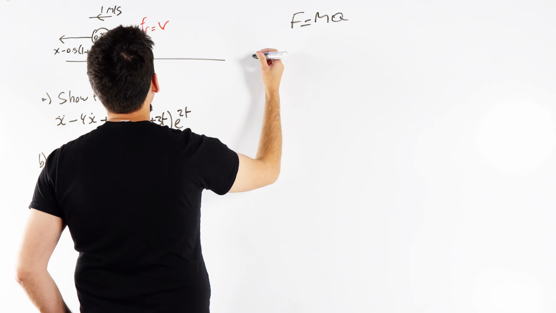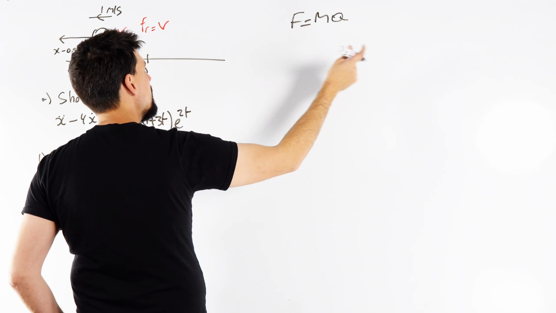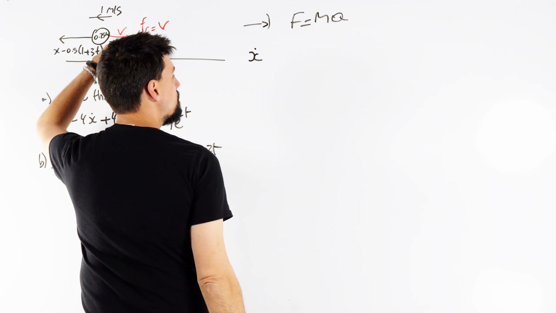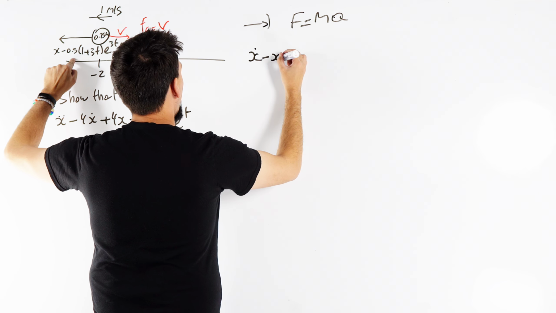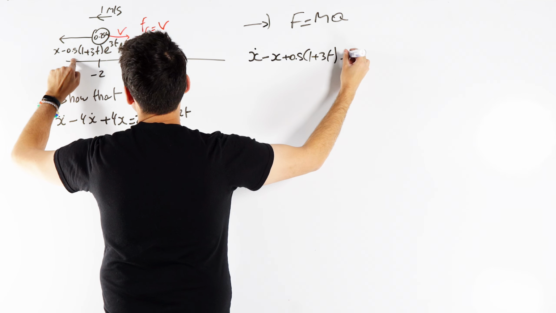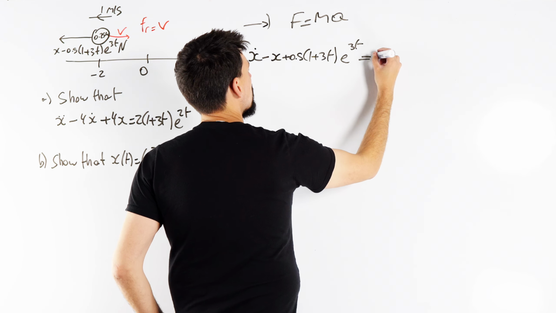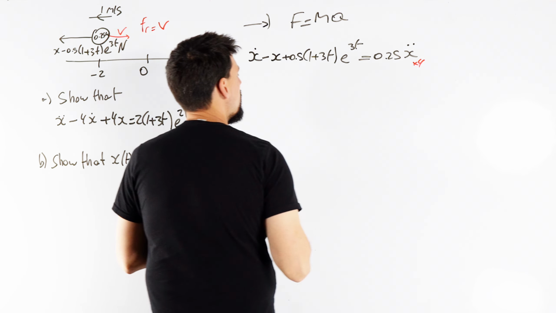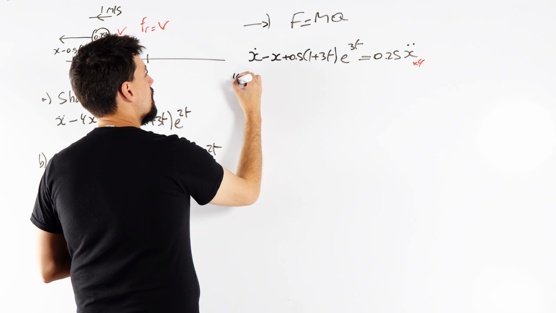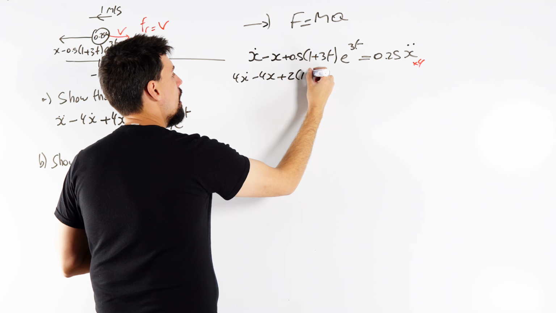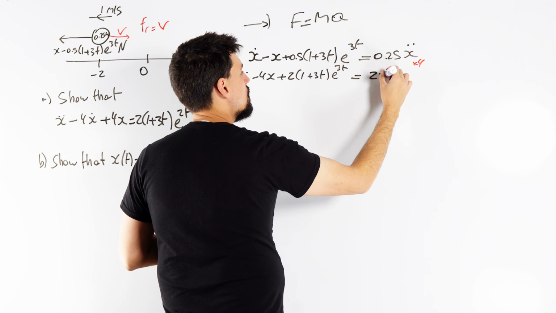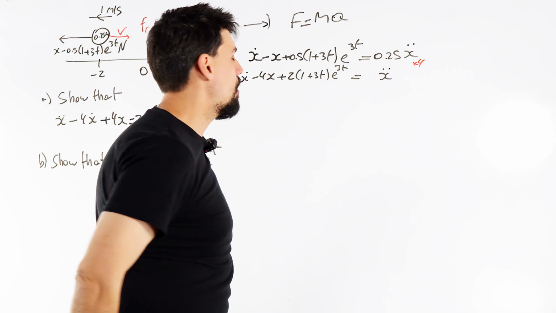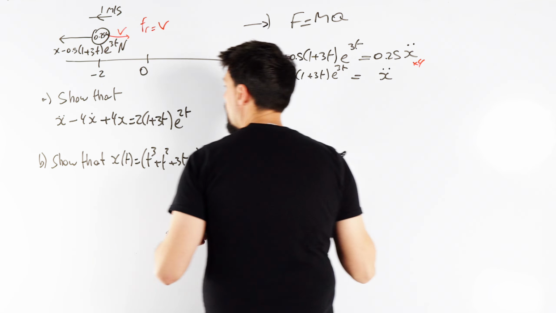So, F equals ma. What is the total force? If we're taking to the right as positive, it'll sort itself out. So what force have I got acting to the right? I've got V, which is x dot, using standard dot notation, minus x plus 0.5 times (1 plus 3t) e to the 3t, equal to m times the acceleration, which is x double dot. Times everything by 4: 4x dot minus 4x plus 2 times (1 plus 3t) e to the 3t is equal to x double dot. And if we move those terms over, we're home and dry. We need the space, so we're not going to write it out. Hence, we've solved and shown that this is true.